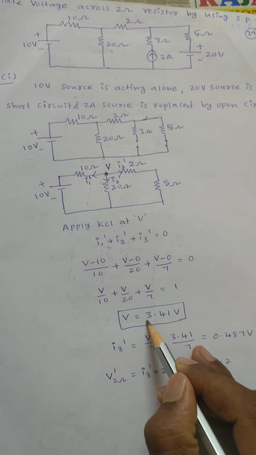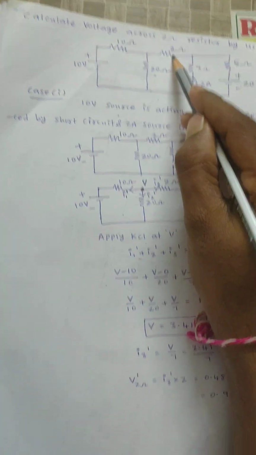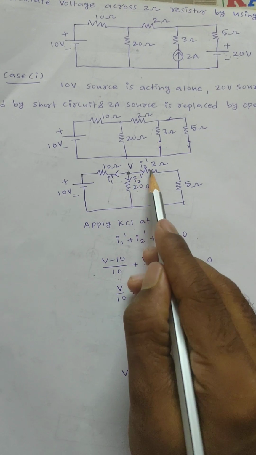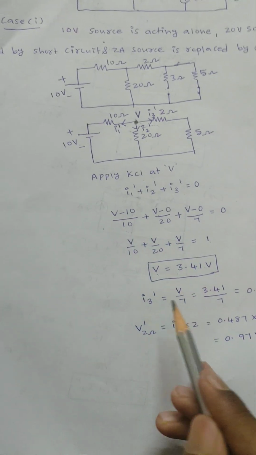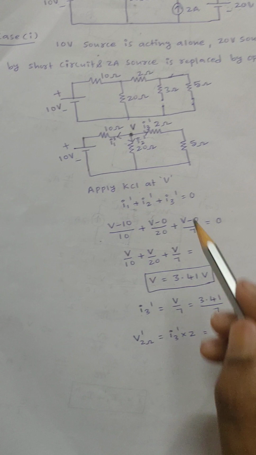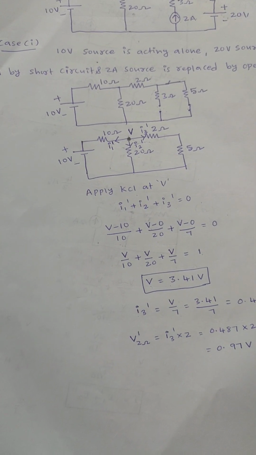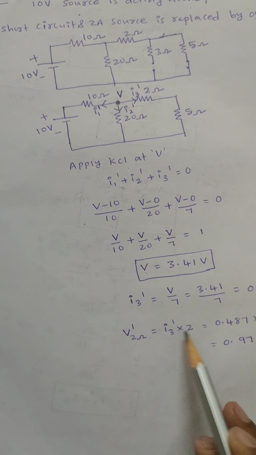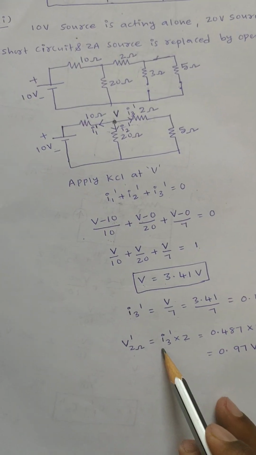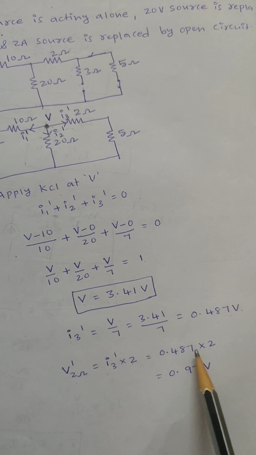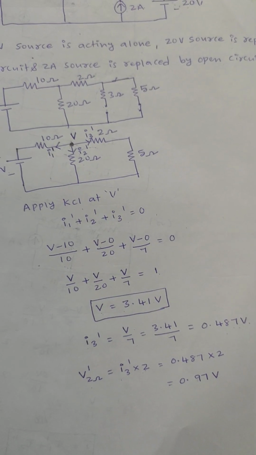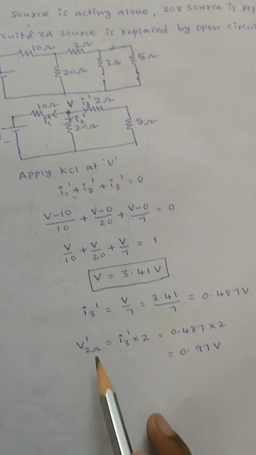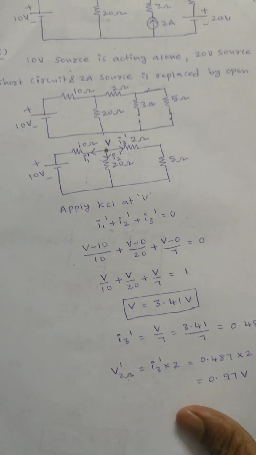By knowing this V value, here I need to calculate the current flowing through the 2 ohm, right? Based upon my assumption, the current flowing through the 2 ohm is I3 dash is equal to V by 7, right? That value is 0.487. But in the problem he is asking for voltage, so the voltage across the 2 ohm is nothing but I3 dash into 2, that means current flowing through that branch times that branch resistance, right? Then we get 0.487 into 2, which is 0.97 volts. That is the voltage across the 2 ohm in the first case, V 2 ohm dash.